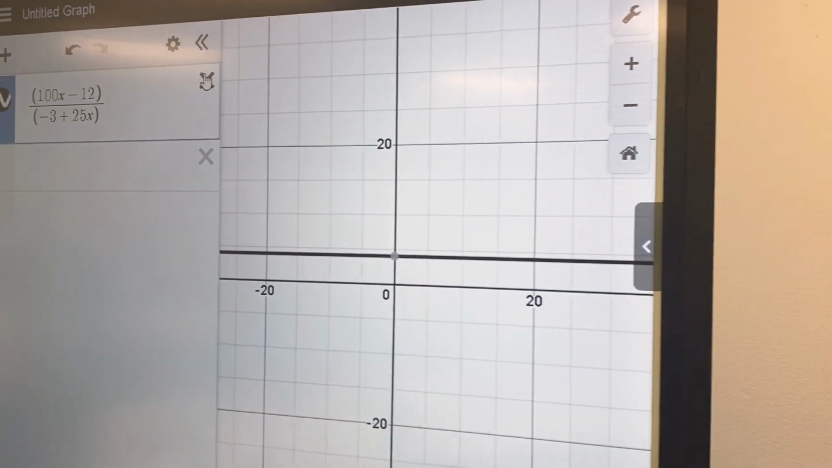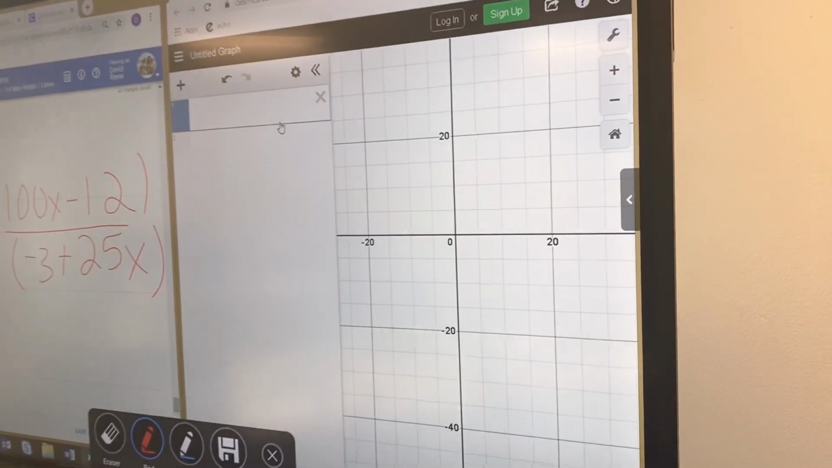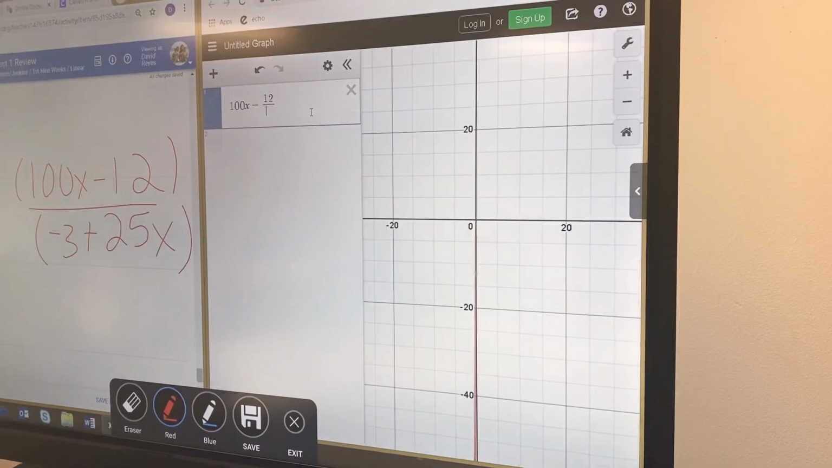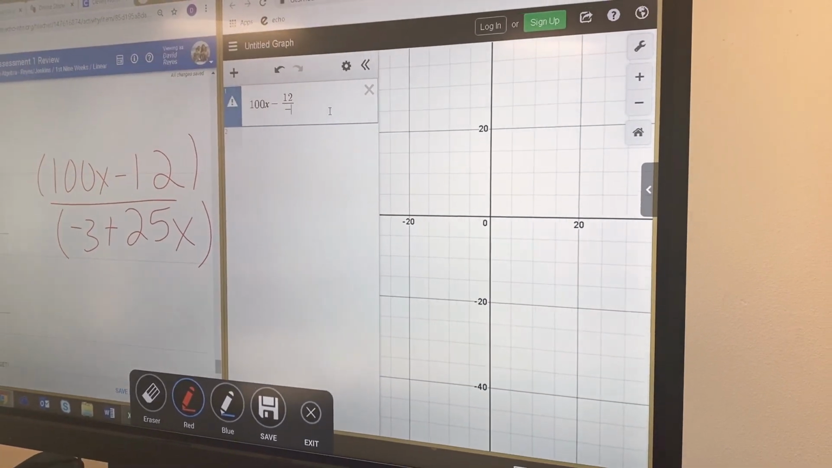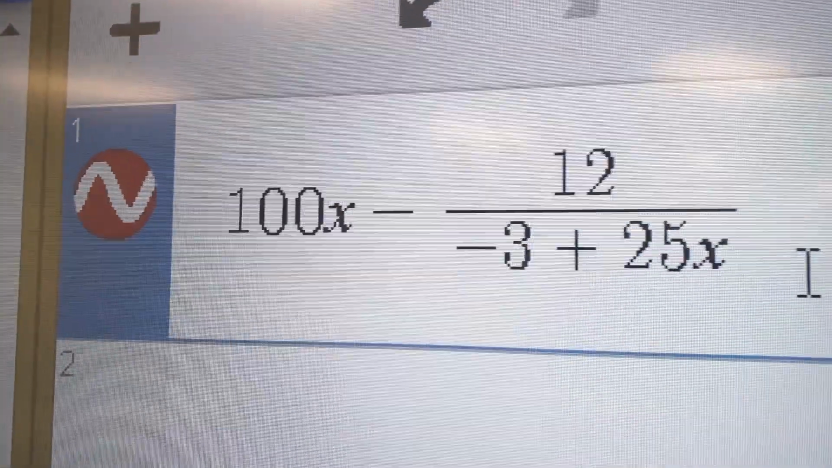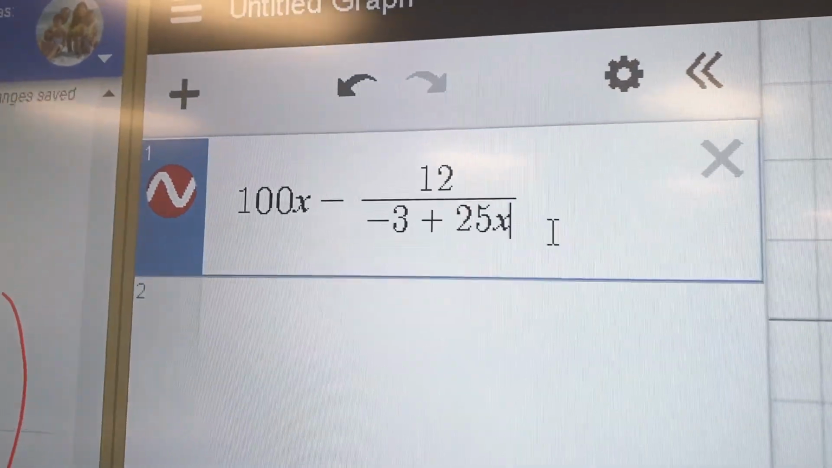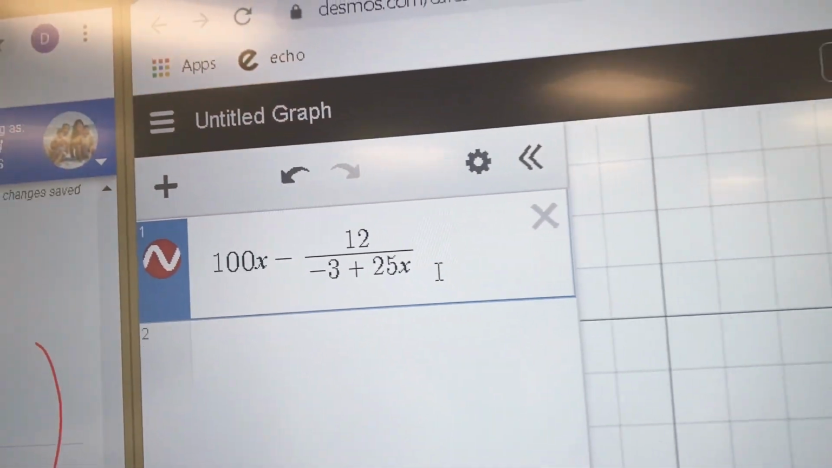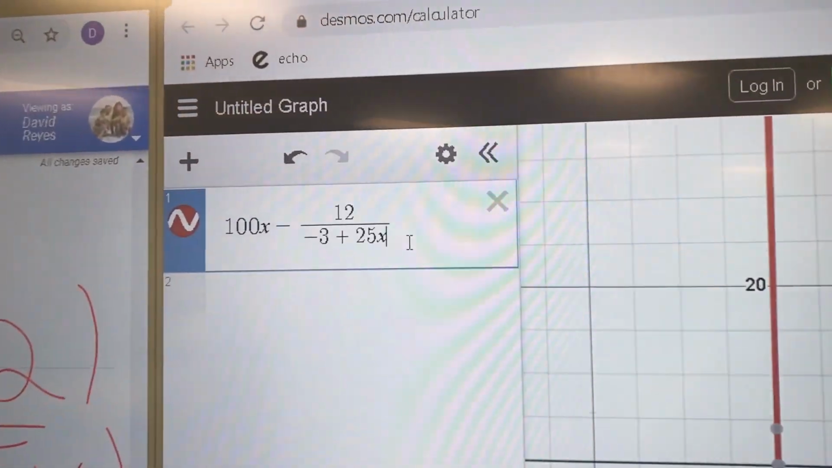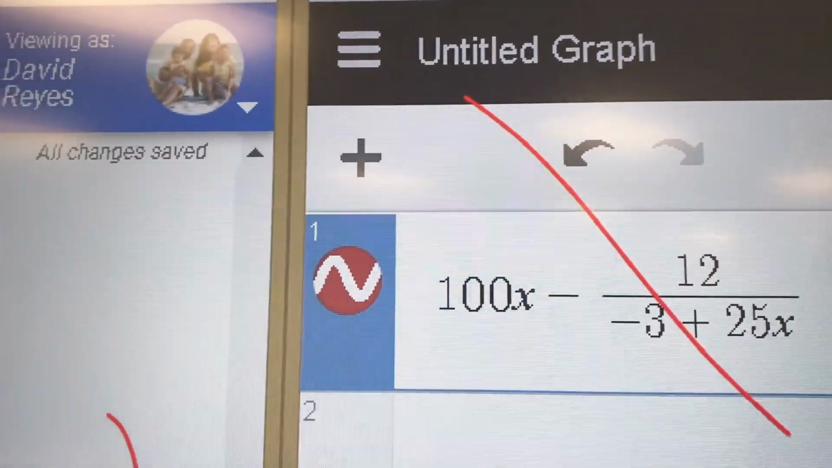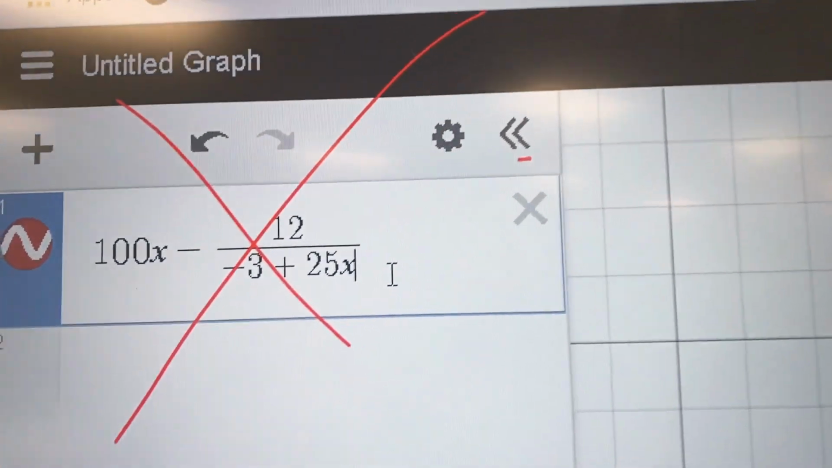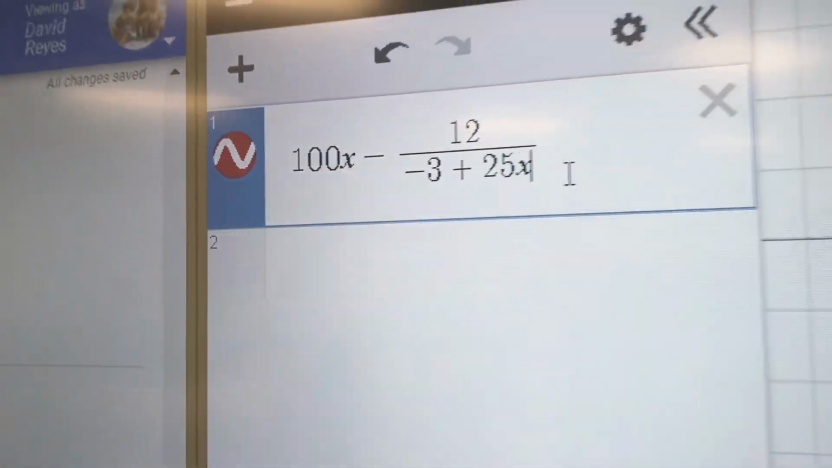Now, let's take a look at what happens when I don't write it exactly how it is. If I don't use parentheses, check this out. 100x minus 12 divided by negative 3 plus 25x. Right? If you type that straight in, guys, guess what? That's a rational function that's shifted 100 units. Right? You don't know rational functions yet. You won't know rational functions until second semester of Algebra 2. Use your parentheses, okay? It does make a huge difference. Are there any questions on these? All right.